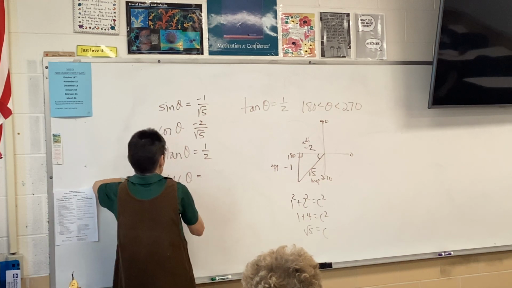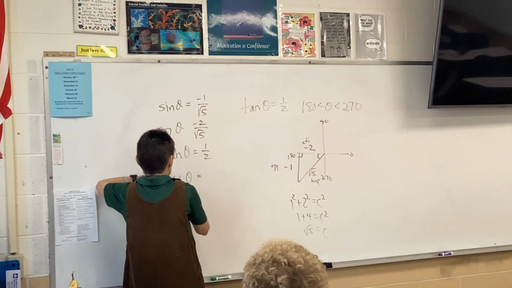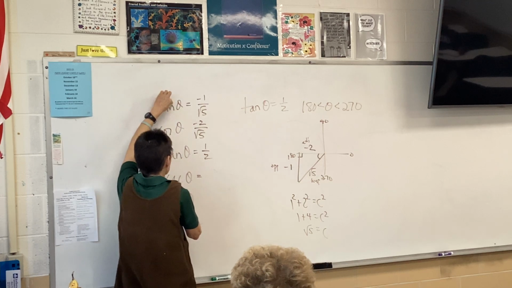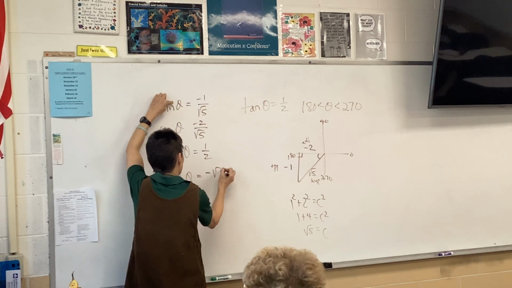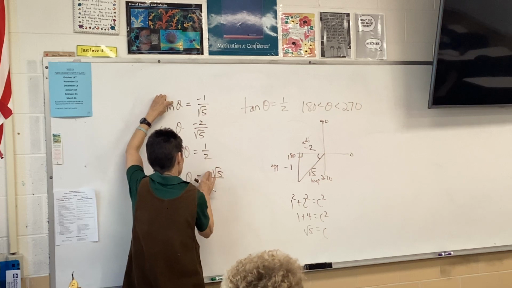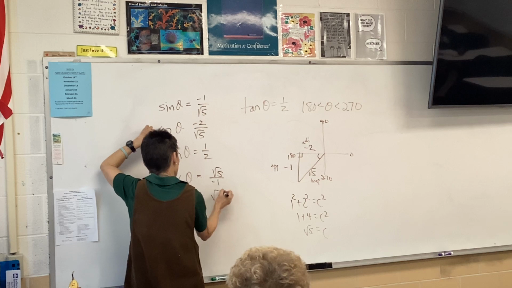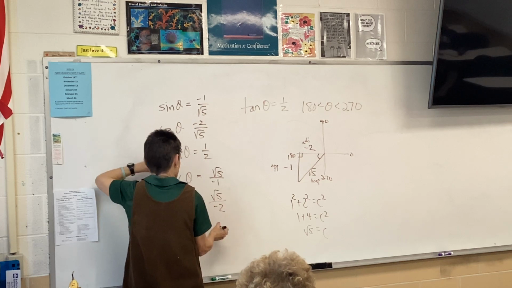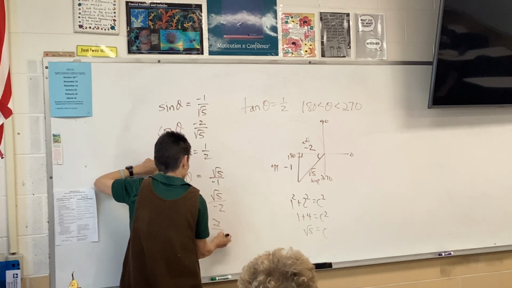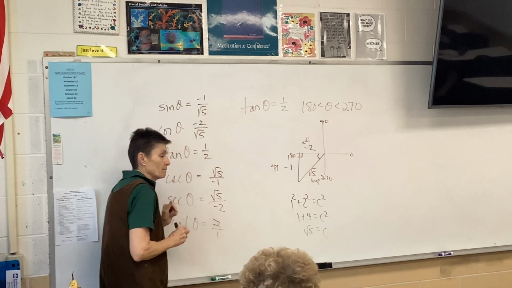Cosecant is the reciprocal of what? Sine. So this is going to be root 5 over -1. This one's going to be root 5 over -2. And this one's going to be 2 over 1.